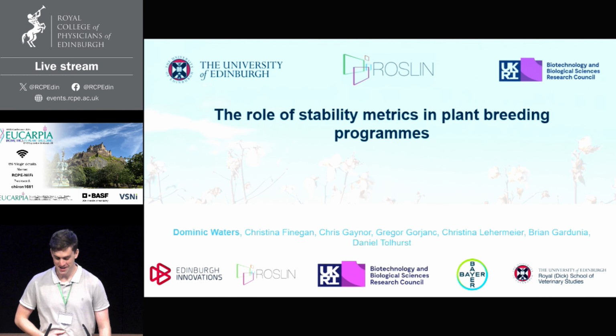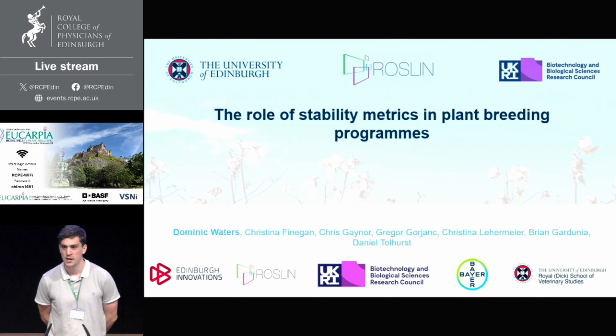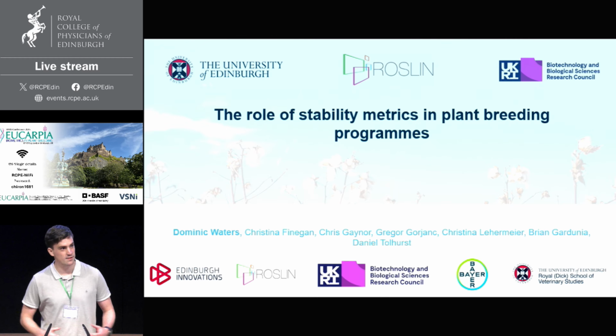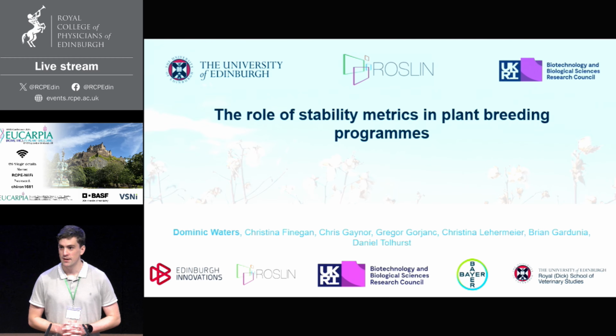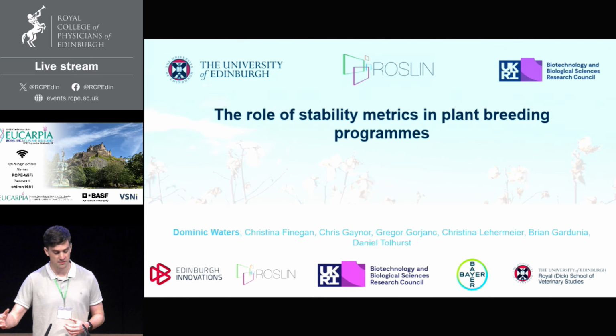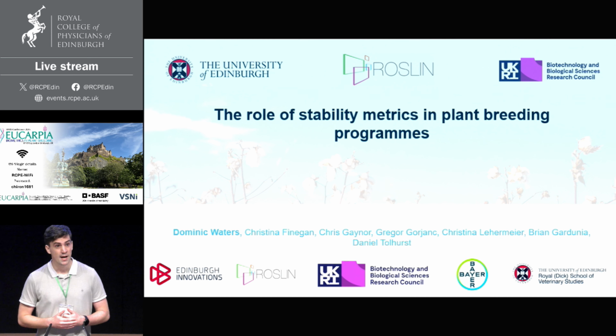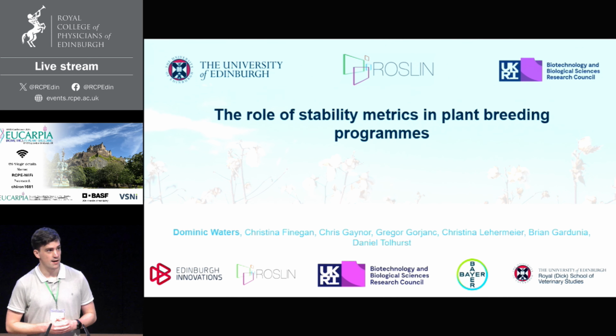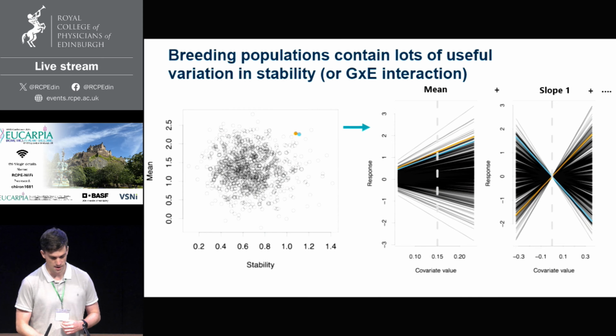So I'm going to talk a little bit more in this presentation about how we can actually use stability metrics in breeding programs, because there's lots of work done in characterizing G by E and stability within breeding programs, and we know that breeding programs are interested in developing and releasing varieties that have, for instance, high yield, but also stability in that yield across environments. And it's a little bit of an under-researched area. And so what I'm going to be presenting is a little bit of work that we've been doing in this space.